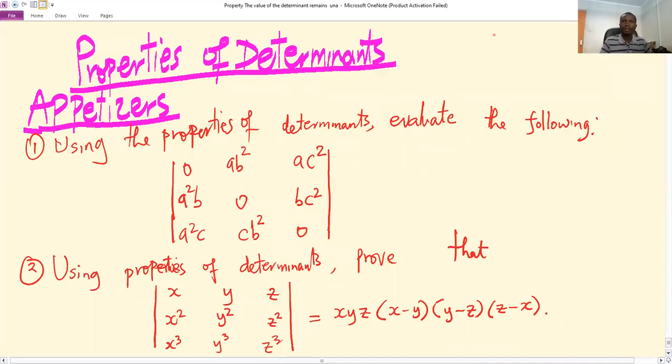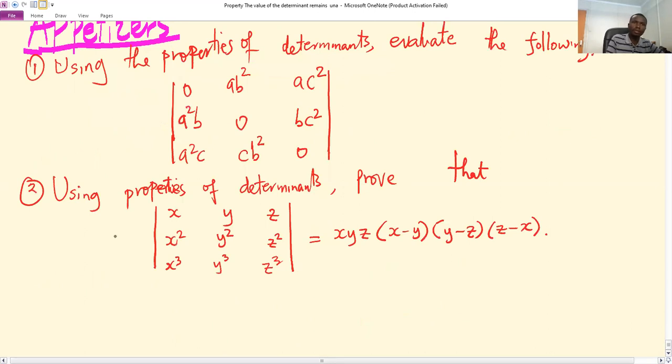Welcome to this session. In this session, we are going to prove some properties of determinants and evaluate determinants using the properties we stated earlier in the first session. So copy the equation. So let's start giving solutions. So problem 1. So solution.